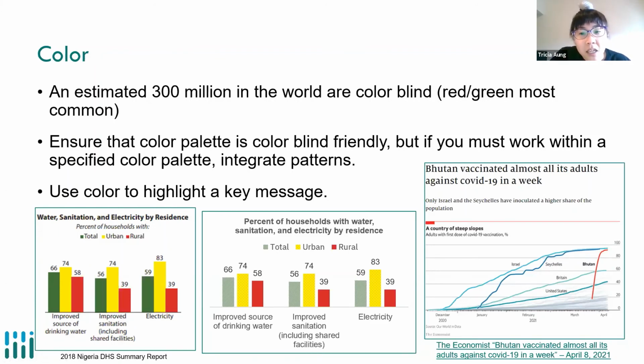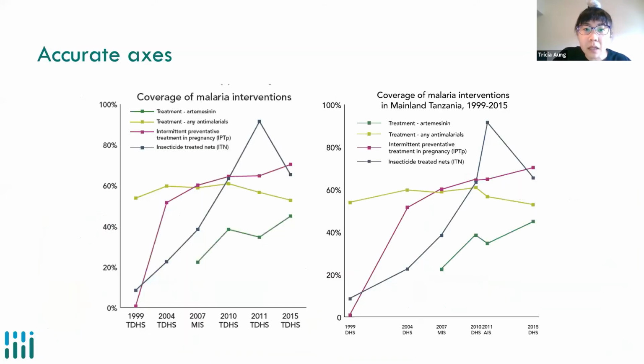You can integrate different strategies to make your graphics more colorblind friendly. One example is integrating patterns. It's also important to keep in mind that certain color palettes are more colorblind friendly than others. You can look this up on Google and there are suggestions that come up. But some contexts have specific color palettes because those are the country's national colors. In those cases, you really want to integrate different techniques like patterns if you are working within the confines of a specific color palette.